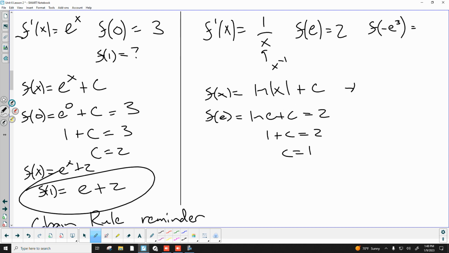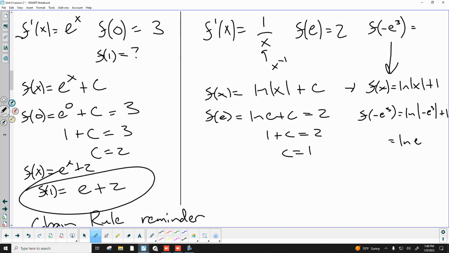C is 1. Plug in negative e cubed. The absolute value makes the negative e cubed a positive e cubed. The natural log of e cubed is just 3. 3 plus 1 is 4. Good. Okay.